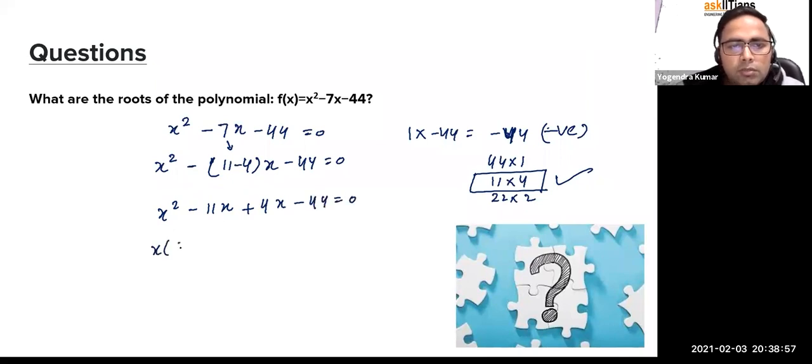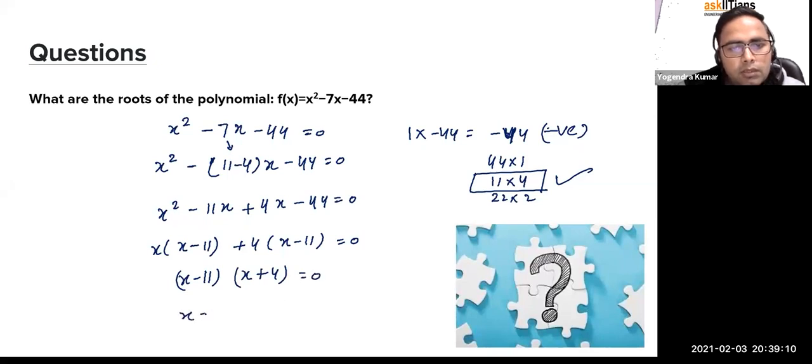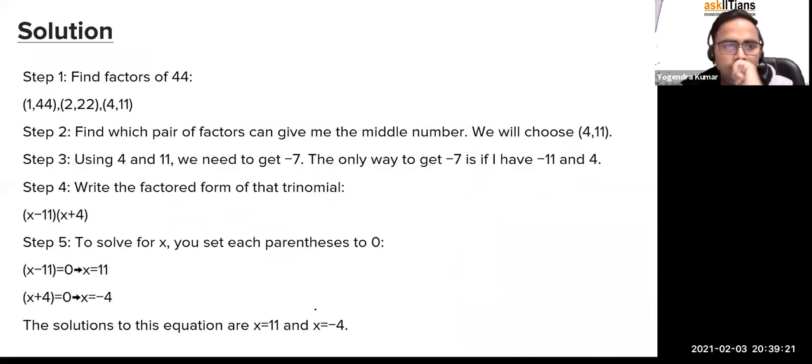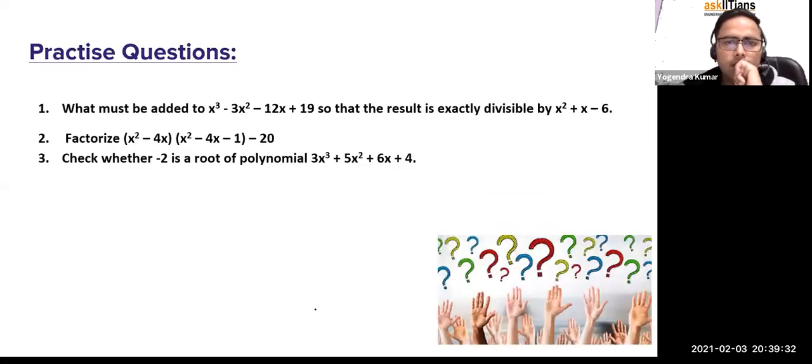So here x common, so x(x minus 11) plus 4 common here, (x minus 11). So we are getting (x minus 11) and (x plus 4). So the answers are x equals 11, because x minus 11 will be equal to 0, and x equals minus 4. So these are the roots we got. I hope you got the idea. They are writing steps and all here, but I hope you understand what I just explained to you. You can practice these questions now, right?